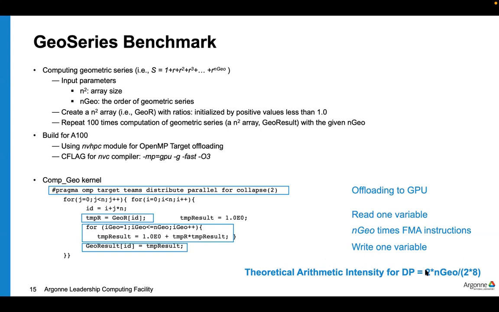And then we have 2 times NGU because this loop is repeated NGU times, and at each execution we have one add and one multiply, which is one FMA instruction, which is 2 flops. As a result, the theoretical arithmetic intensity is 2 times NGU divided by 2 times 8. So basically, depending on the NGU number, the arithmetic intensity of this kernel changes.